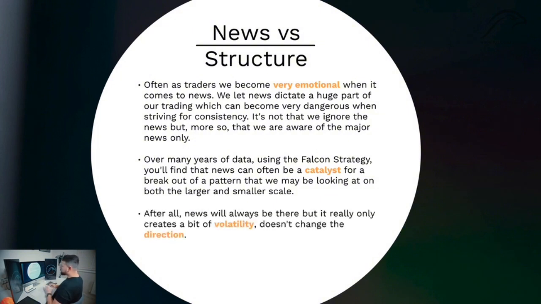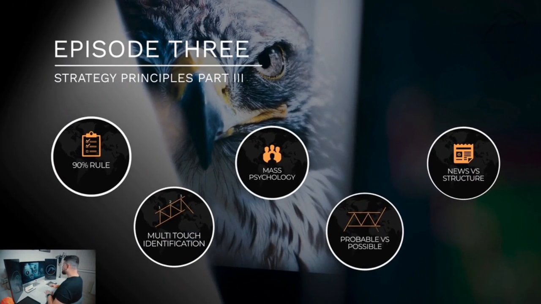So after all, news will always be there, but it really only creates a bit of volatility, but it doesn't change the direction. And it's really important to understand that, because when you're backtesting, you're not going to backtest every single news announcement that came out. Why would you then take that into consideration in the market?